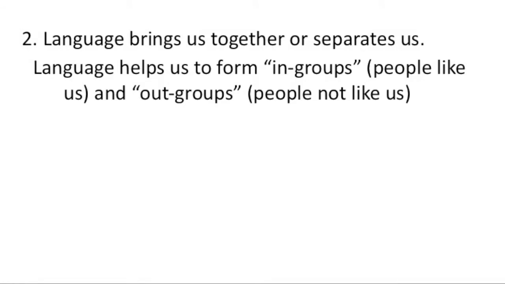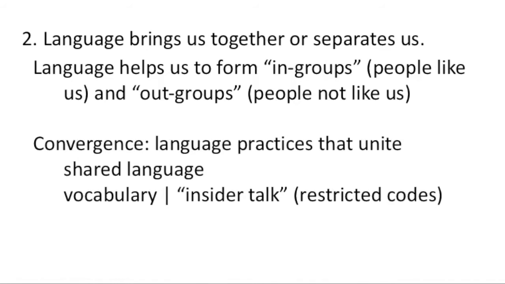So language is a way that we actually form in groups and out groups, right? Or how we differentiate between people who are like us and people who are not like us. And there's a couple of different ways that we do that. Convergence involves language practices that unite us. So this can be things like a shared language itself, or a shared specialized language, like a particular academic discourse or vocabulary.